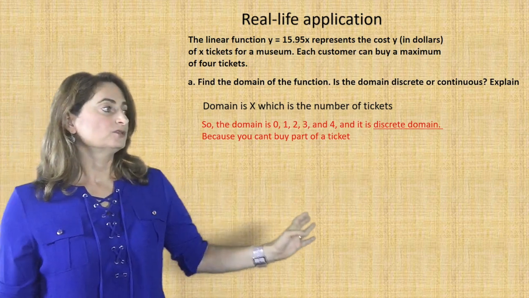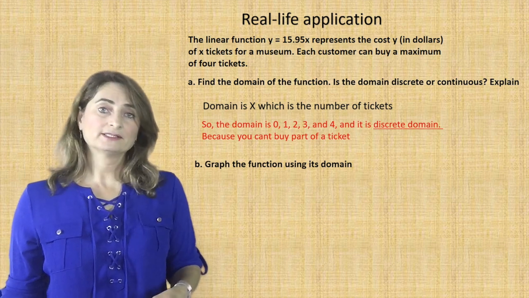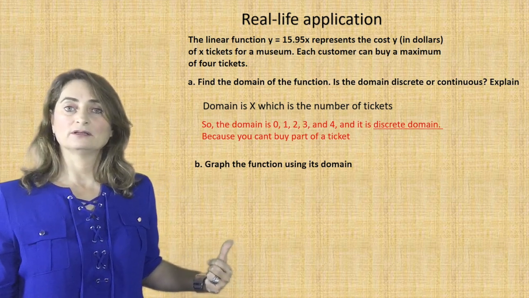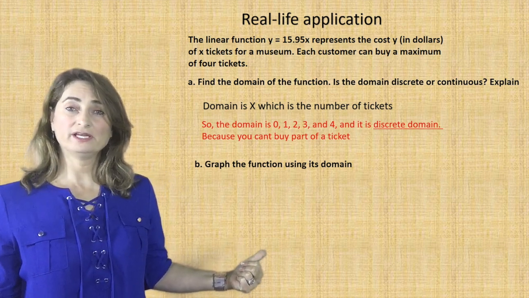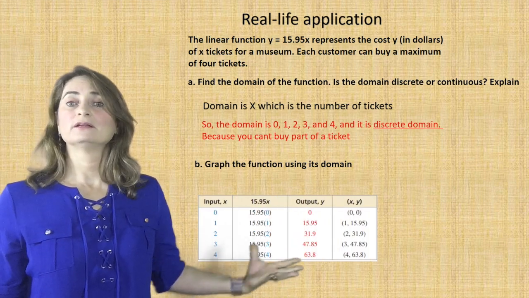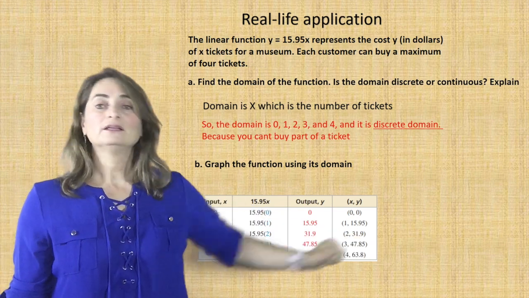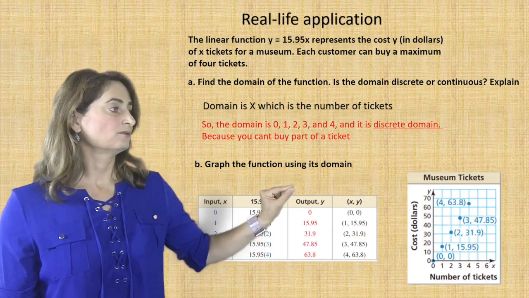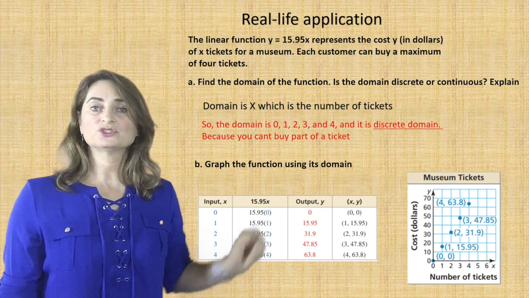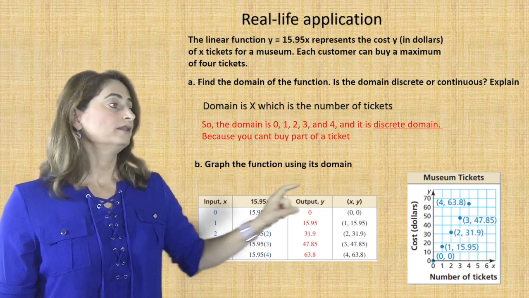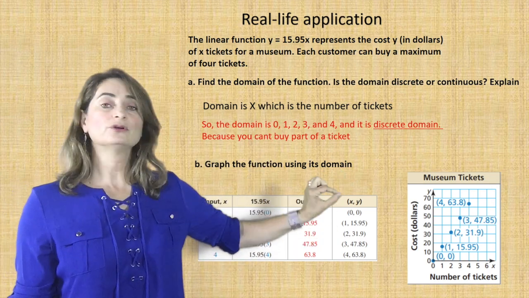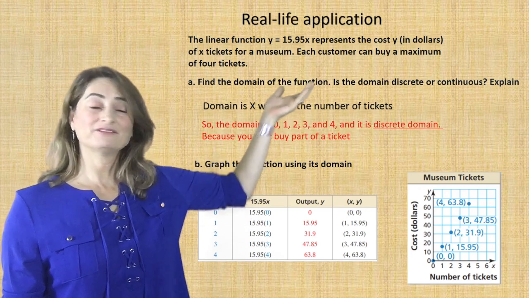Graph the function using its domain. So if I know what x is, substitute the value of x in the equation, find y, which is the range, and that gives you the ordered pair. You can make a table, or you can do it in your head, that's fine, and then graph it. All these points on the graph are the solutions for this equation, and that's why you only go up to 4.